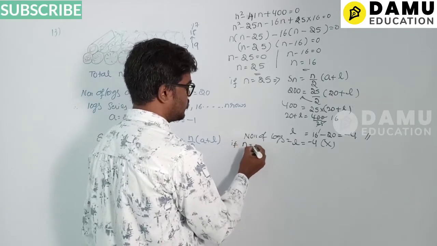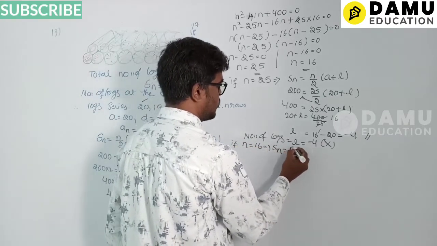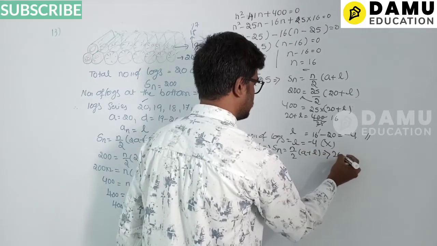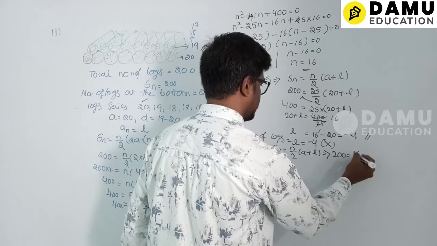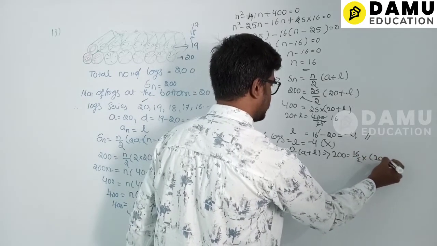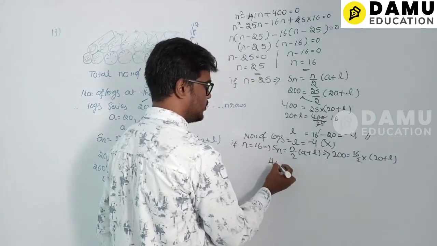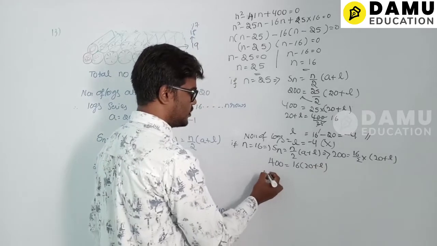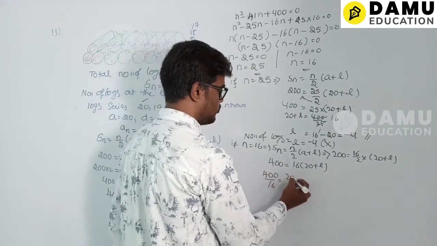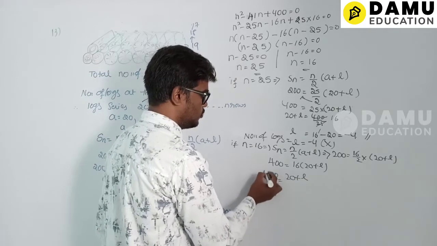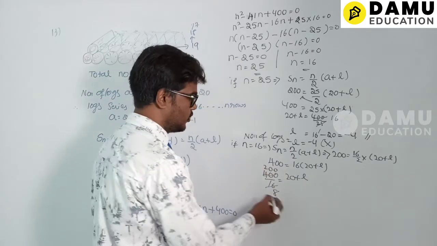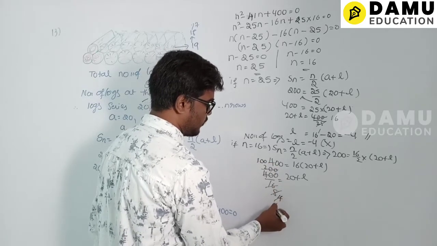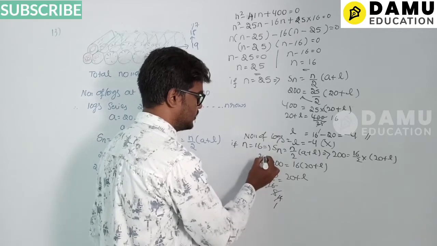So if n is equal to 16, that is Sn will be equal to n by 2 into a plus l. Sn will be equal to 200, n will be equal to 16 by 2 into 20 plus l. So 400 will be equal to 16 into 20 plus l. So 400 by 16 will be equal to 20 plus l. 2 8s are 16, 2 2s are 4, 2 zeros are 0, 4 1s are 4, 4 2s are 8, 4 5s are 20.